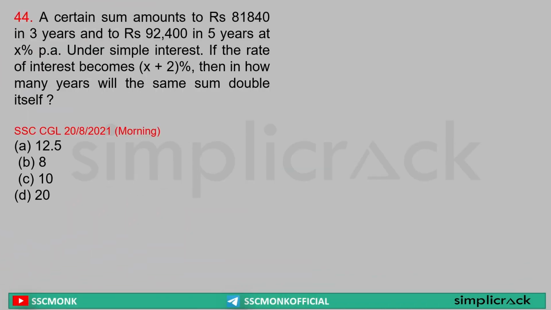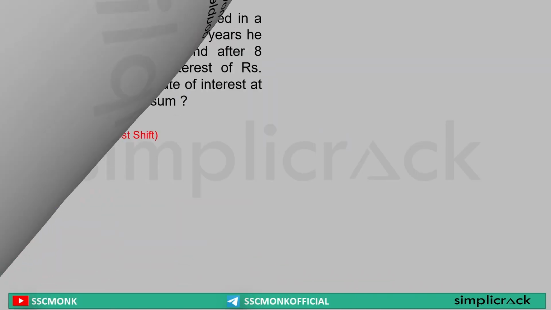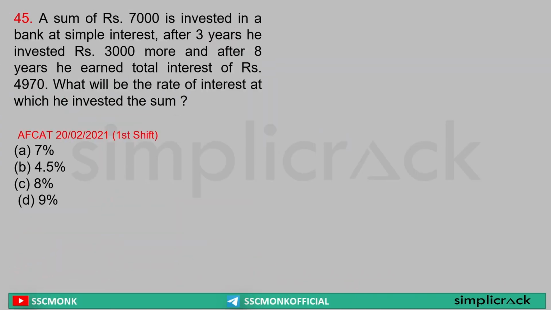Next. A certain sum amounts to 81,840 in 3 years. Okay, so this is homework. Very, very simple question. Next. A sum of 7,000 is invested in a bank at simple interest. After 3 years it invested 3,000 more. After 8 years it earned total interest. Simple question. This is homework.